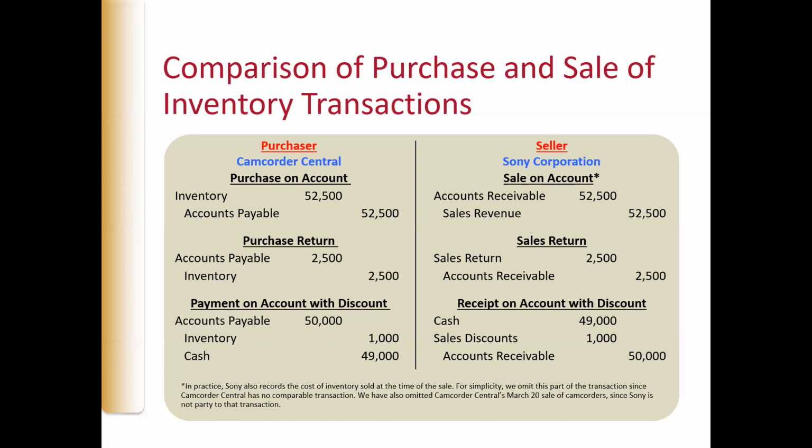When the purchaser finally pays, they're going to debit the payable. They're going to credit the inventory and credit the cash. They're crediting the inventory because the inventory isn't going to cost them as much because they're paying early. So the inventory has less cost. However, the seller wants to keep track of how many people utilize the sales discounts. So they will debit the cash, they will debit the sales discounts, and credit the entire accounts receivable.